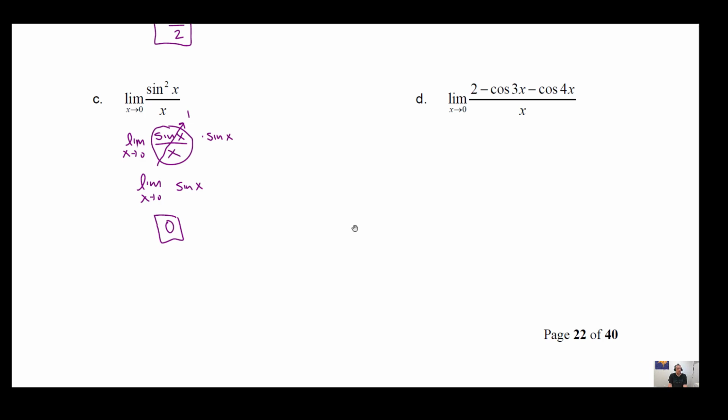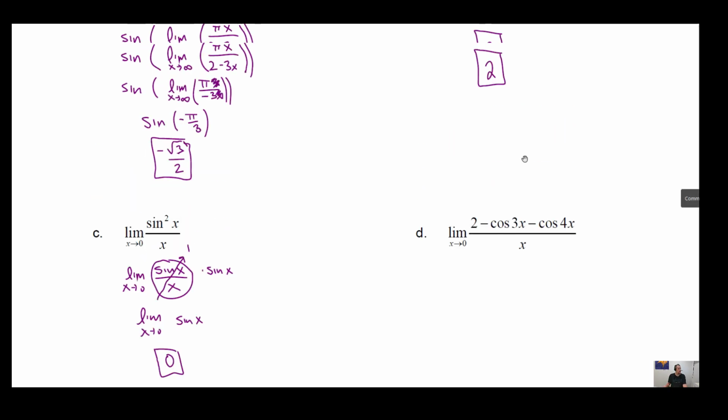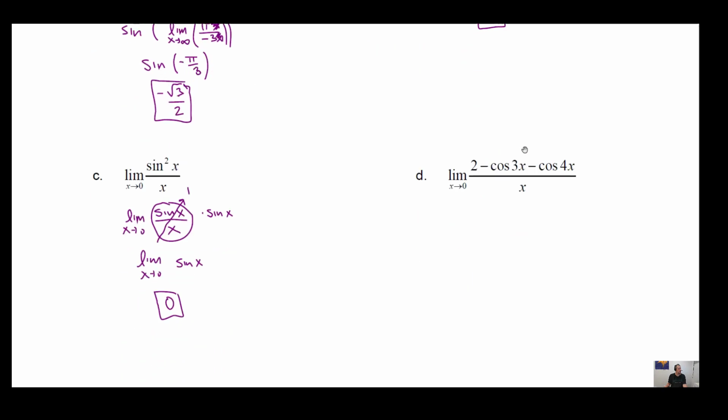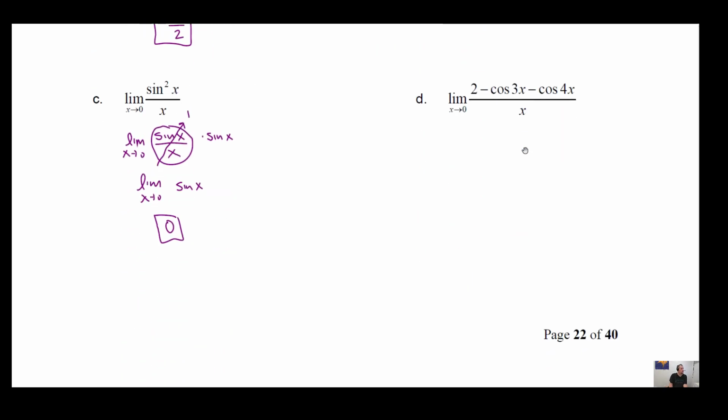D looks like it's screaming for that other fact. Remember, the other fact was the 1 minus cosine x over x. So what I'll do on that one is rewrite this as the limit as x goes towards 0. With that 2, I'll take one of them and write 1 minus cosine 3x, put that over x. And then I'll take the other one and write that as 1 minus cosine 4x over x. Notice that I have common denominators, so all I've done here is split these two pieces up. That's a distributive property.